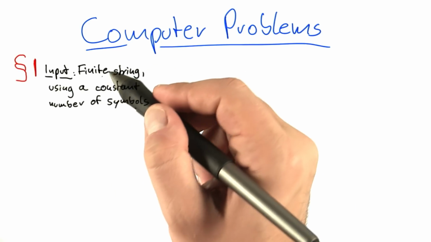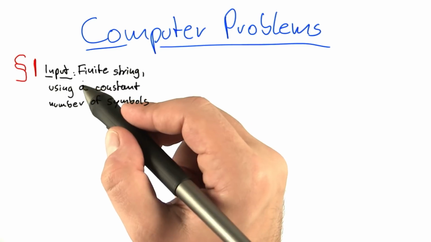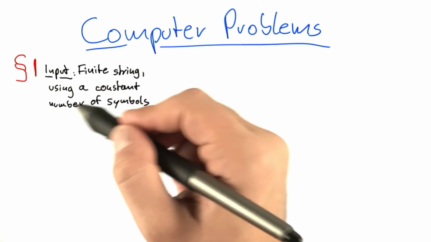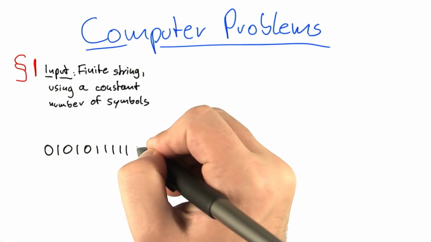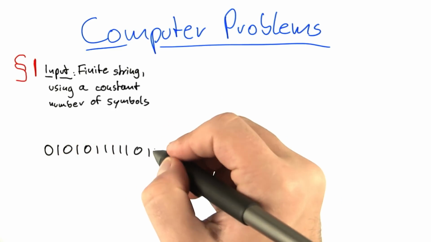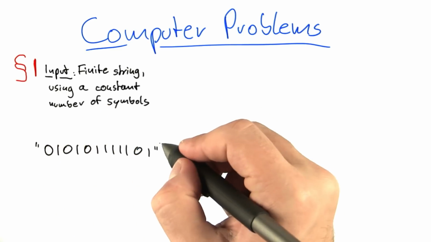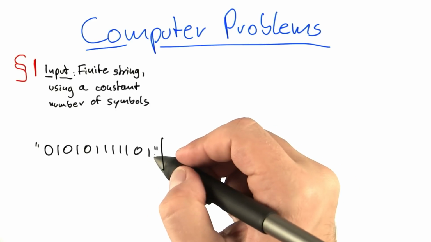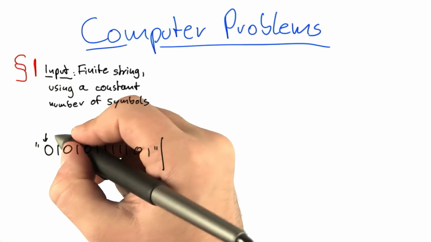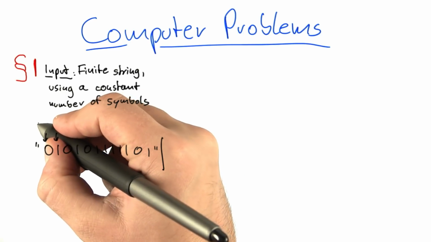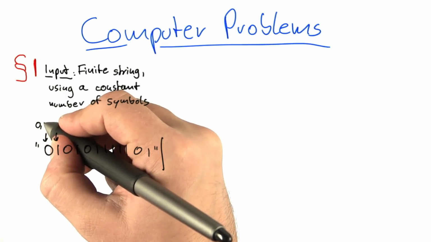Rule number 1 for a computer problem: the input must be given to us as a finite string using a constant number of symbols at each position in the string. The input for a computer problem could, for example, be a number of zeros and ones. It's not infinite, so it has a defined end. And by constant number of symbols, I mean constant number of symbols at each place. So in this case, at each place in the string, we either have a 0 or a 1.